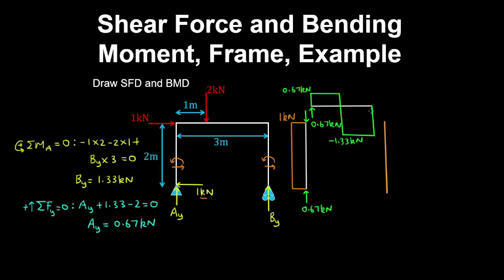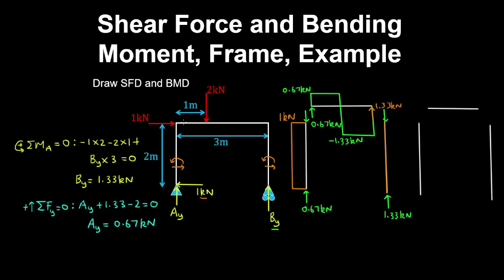And that final jump is equal to By, because by the same argument we have 1.33 kilonewtons on this column, so therefore we have 1.33 in the top to put in equilibrium, and consequently 1.33 kilonewtons acting on that beam. And now we'll draw in the bending moment diagram in a similar way by breaking up the members.